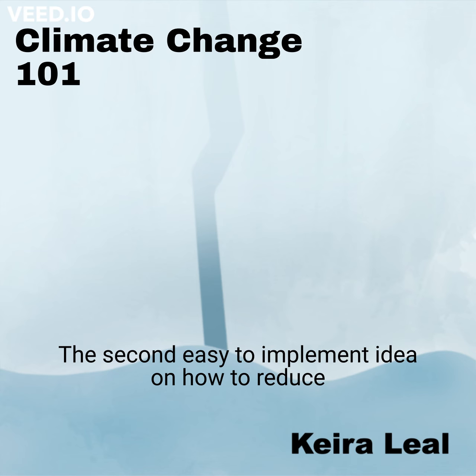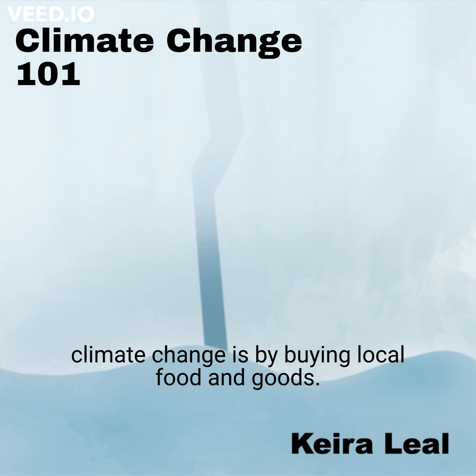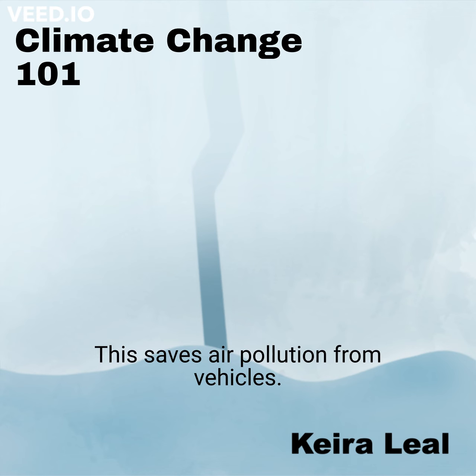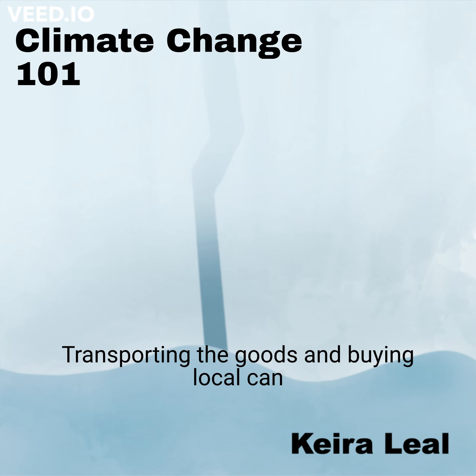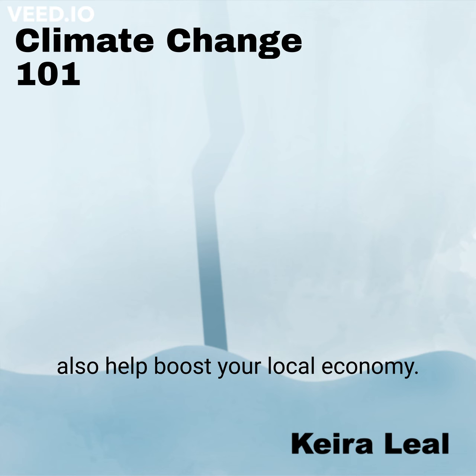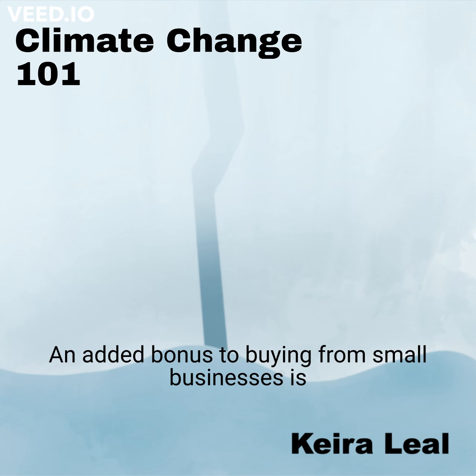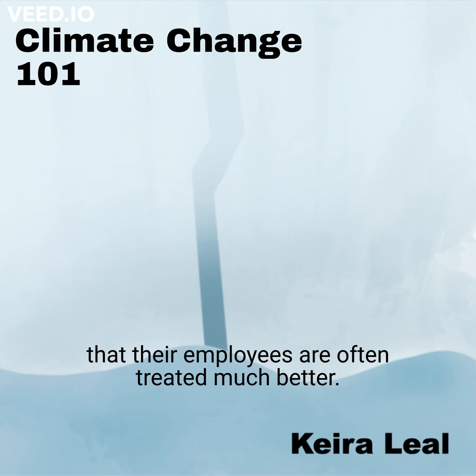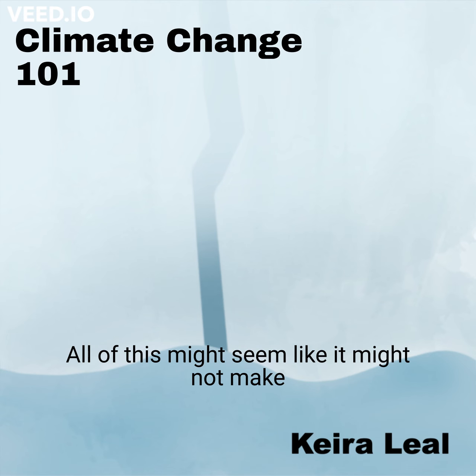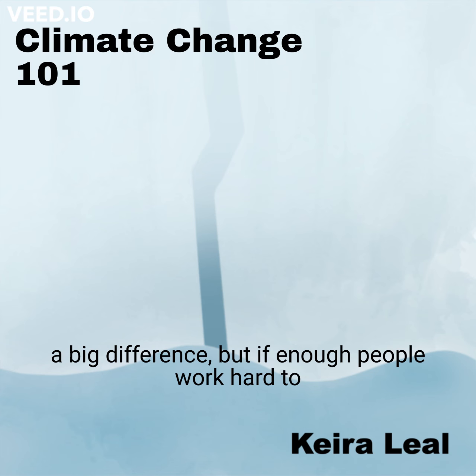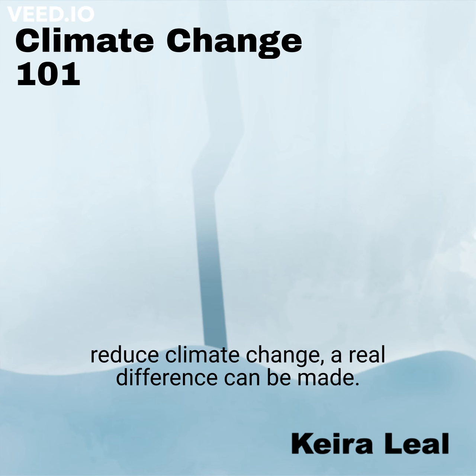The second easy to implement idea on how to reduce climate change is by buying local food and goods. This saves air pollution from vehicles transporting the goods, and buying local can also help boost your local economy. An added bonus to buying from small businesses is that their employees are often treated much better. All of this might seem like it might not make a big difference, but if enough people work hard to reduce climate change, a real difference can be made.